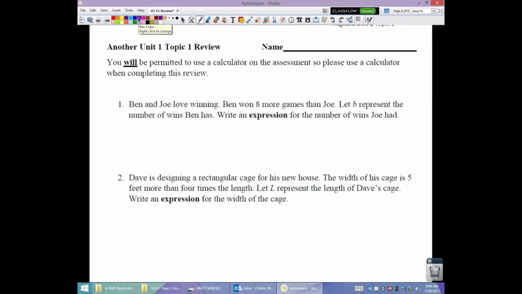So, number 1, Ben and Joe love winning. Ben won 8 more games than Joe. Now, here's our let statement. Let B represent the wins for Ben. All right, and remember, Ben won 8 more. So I'm to write an expression, and no equal signs, expression for Joe's wins.